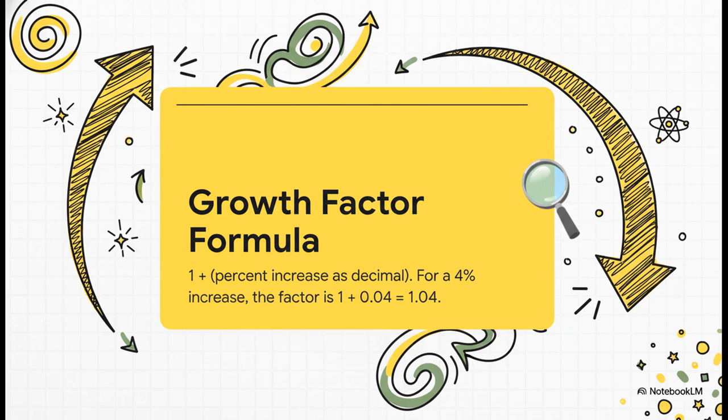And this slide shows you exactly how we translate that percentage into our b value. You take the percent, turn it into a decimal, so 4% becomes 0.04, and then you add it to 1. Now, why the 1? Well, you want to keep 100% of the original cost, plus that extra 4%. That's why our growth factor, our b, is 1.04.